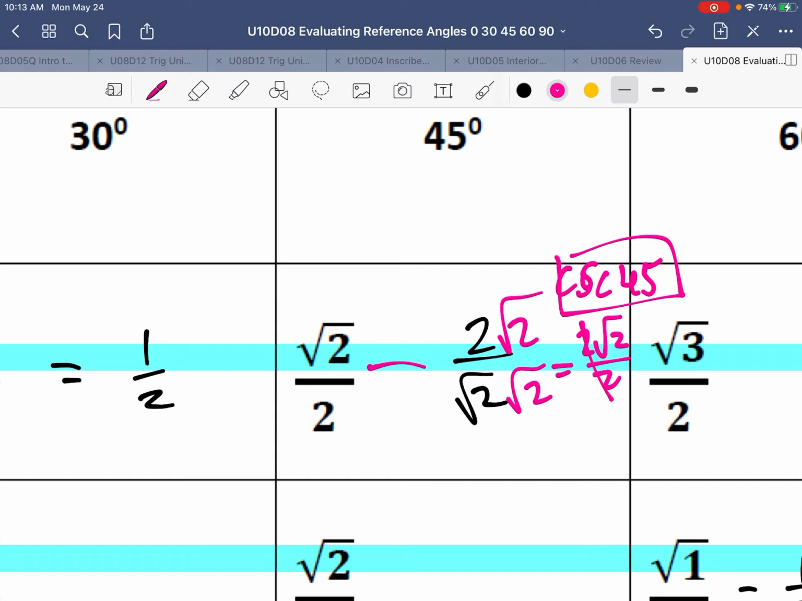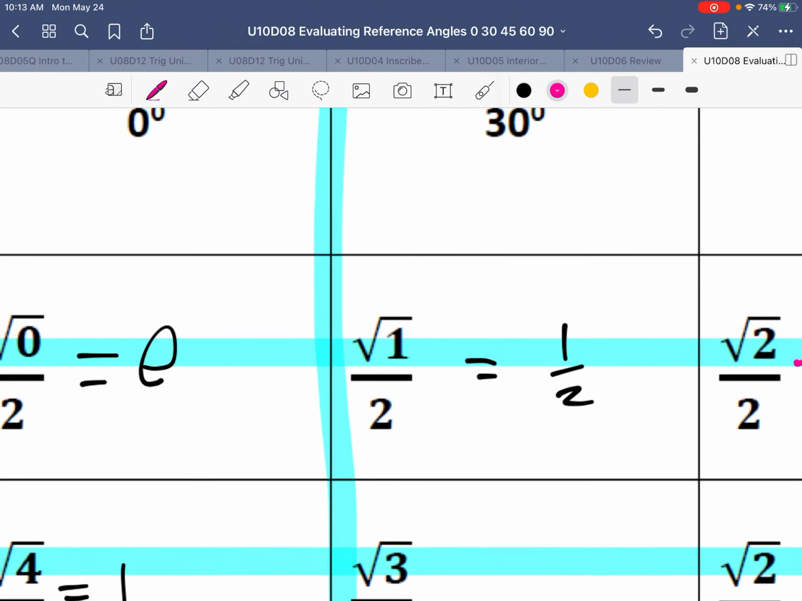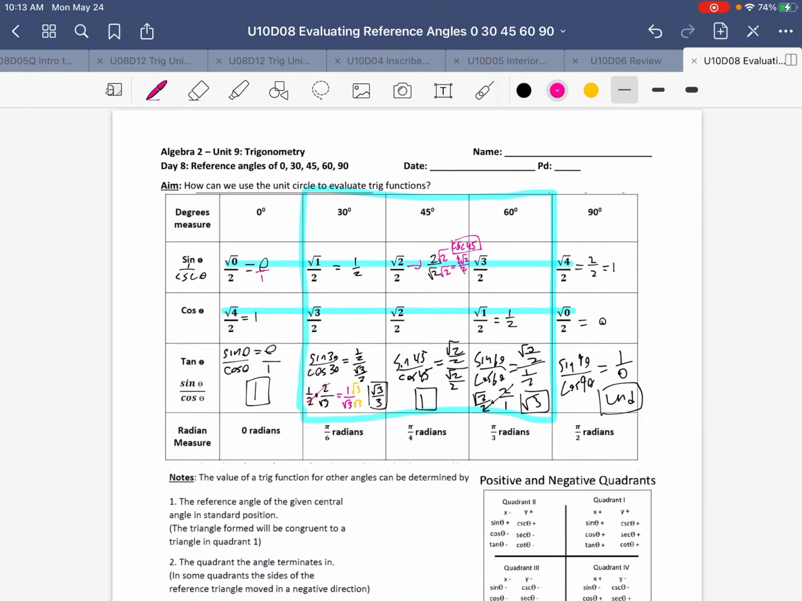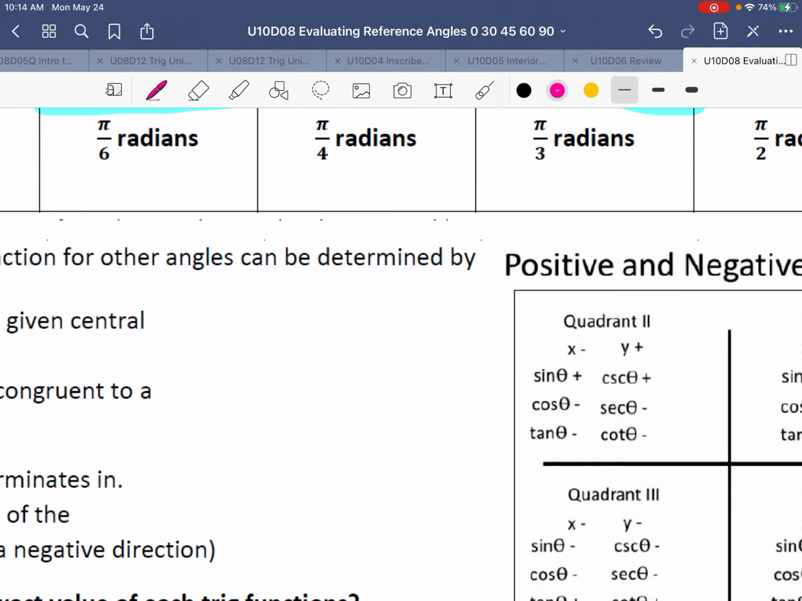We're not going to focus too much on doing reciprocals right now. I just want you to know that you do it by taking your regular trig value and flipping it over. If you had something like 0 over 1, you could flip that over and it becomes undefined. All right, now on to actually calculating a trig value.